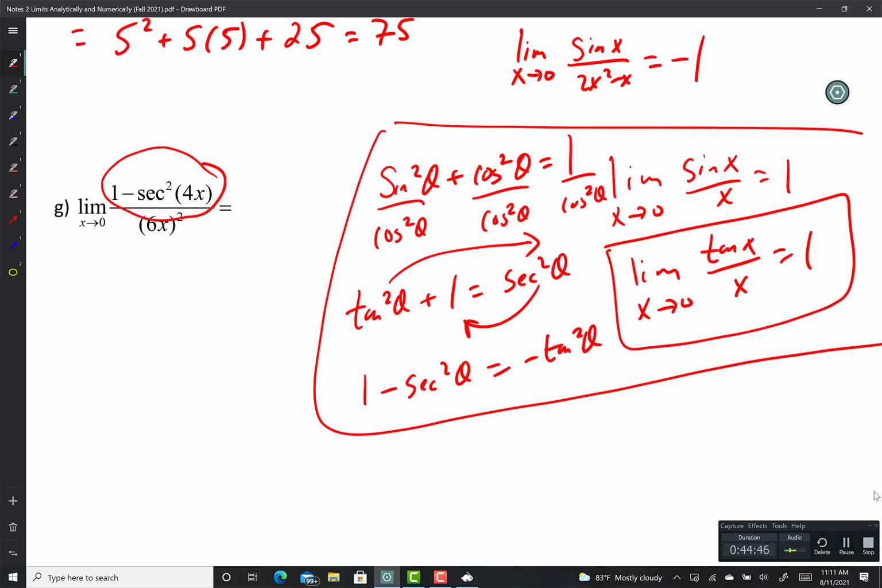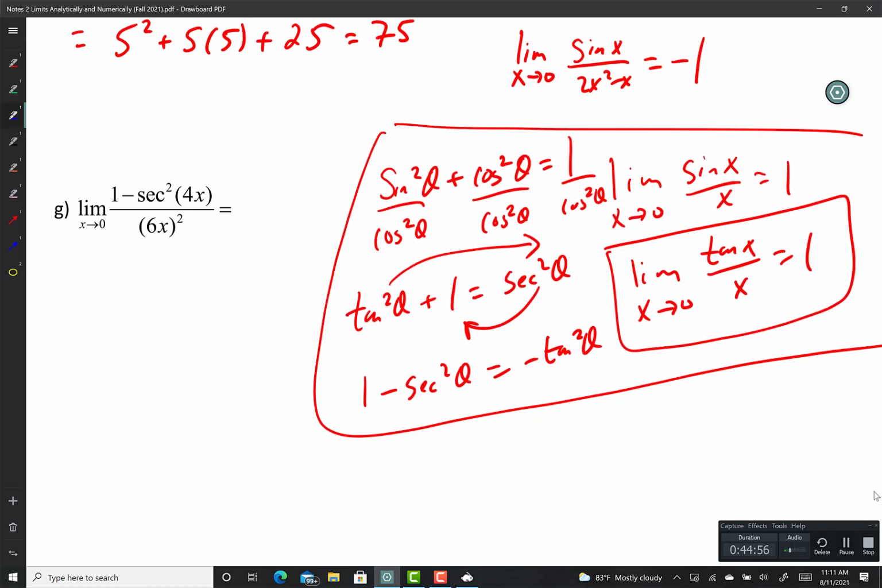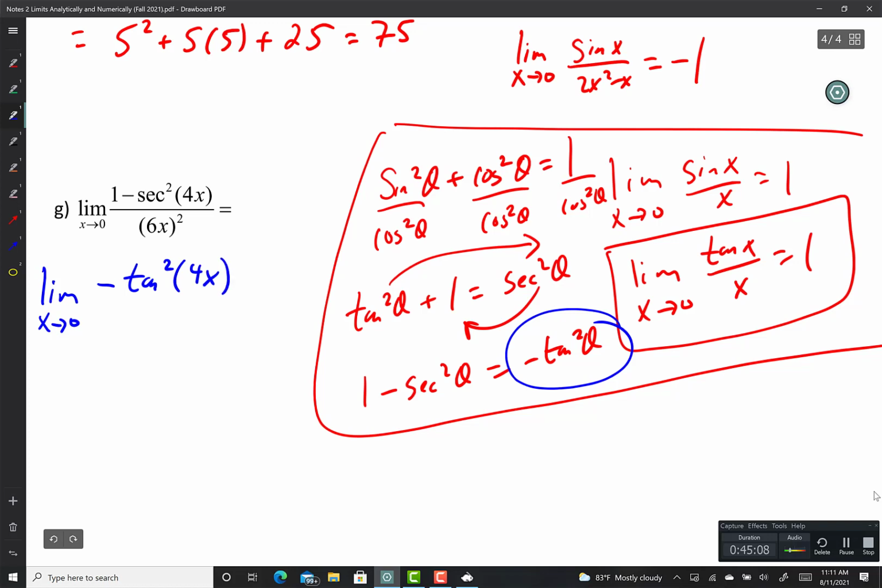Are we okay with that? All right, here we go. I'm gonna solve for this in blue. I'm gonna replace 1 minus secant squared of 4x with negative tan squared of 4x. So I'm gonna write the word limit as x approaches 0, negative tan squared of 4x over, and I'm gonna go ahead and expand it, guys. Law of exponents, 6x times 6x is 36x squared. Are we still okay?